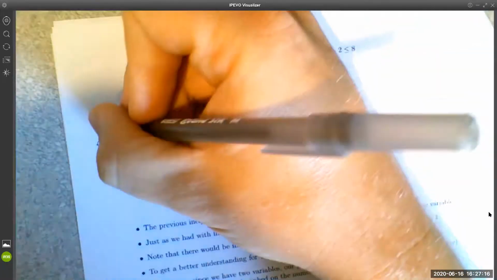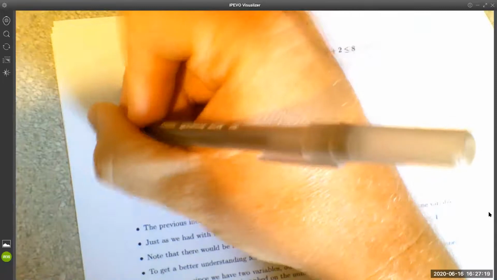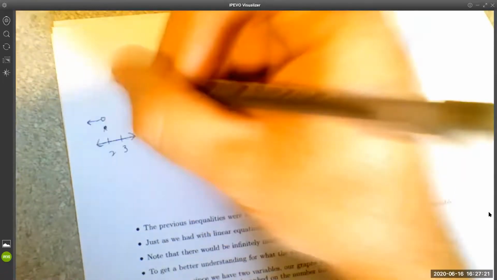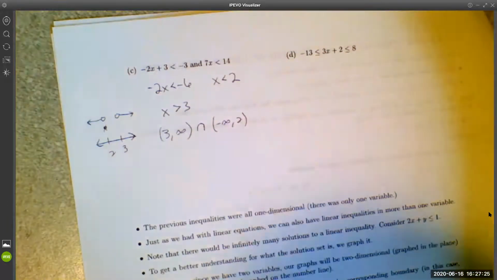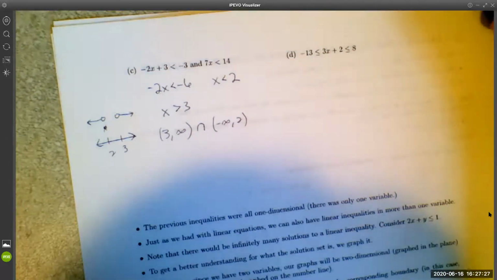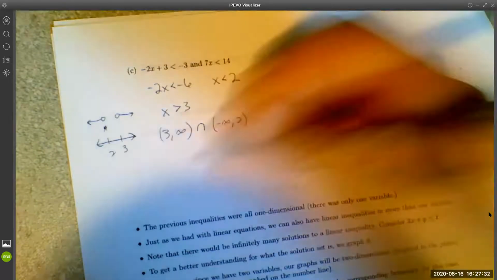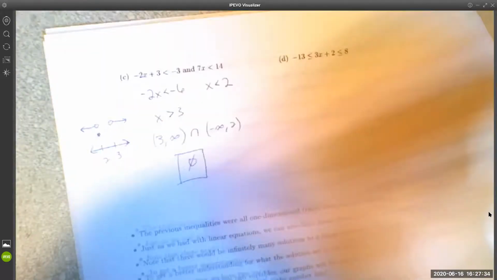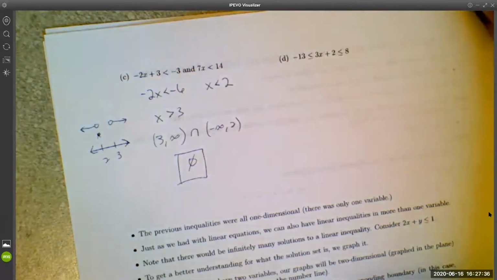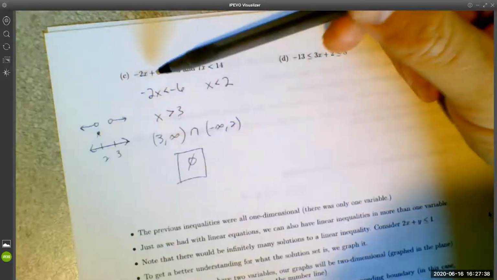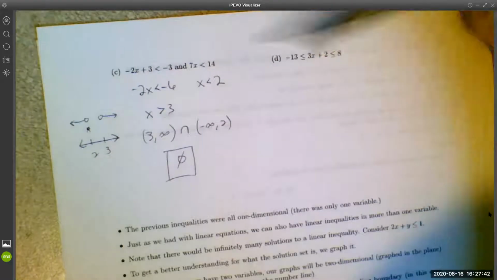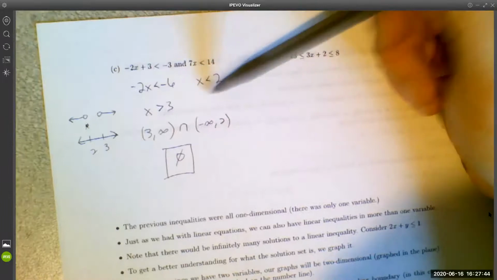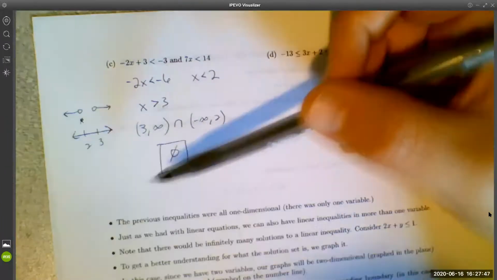I've got, or no, sorry, they should be open circles, right? That and that, I think, are my individual solution sets. And there's no overlap between them at all, so the solution set here is empty. In other words, there is no real number that will simultaneously satisfy these two conditions, right? You can't be both bigger than 3 and less than 2 at the same time. So, empty set.